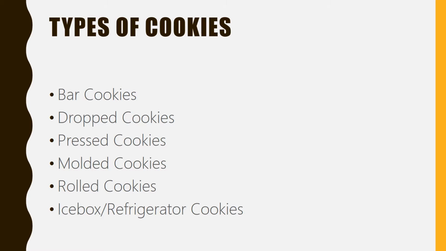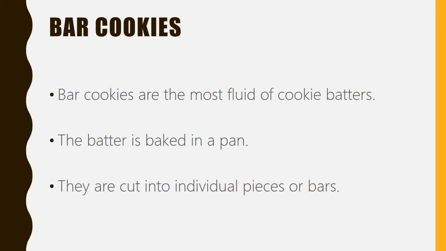There are 6 different types of cookies: bar, dropped, pressed, molded, rolled, and icebox/refrigerator cookies. Bar cookies. The most fluid of cookie batters is used to make bar cookies. The batter is baked in a pan instead of a baking sheet and cut into individual pieces or bars with a knife or spatula.